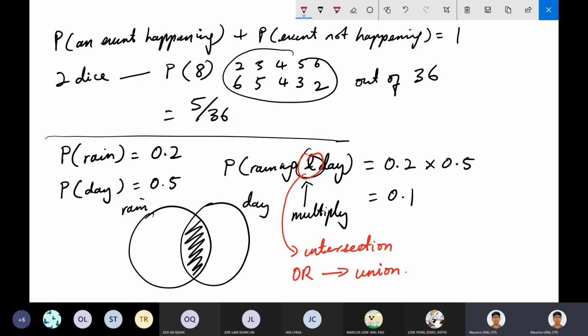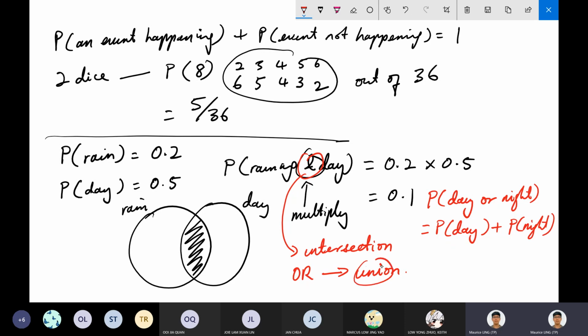So for example, if I were to ask you, what is the probability of day or night? Correct, because you take the probability of day plus the probability of night. So union simply means it is addition. So here you have the probability of day is 0.5 plus 0.5 equals to 1.